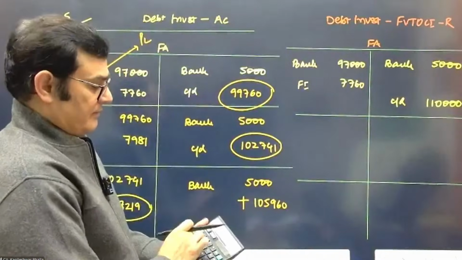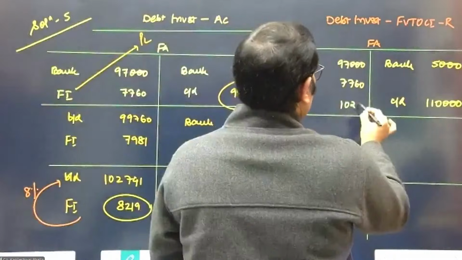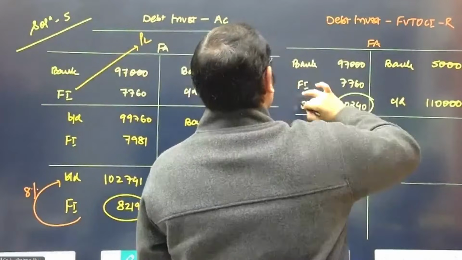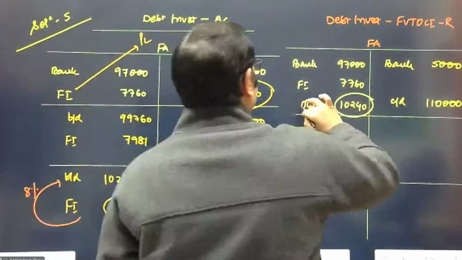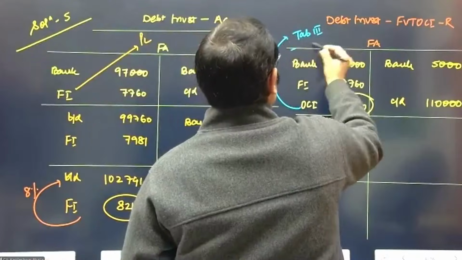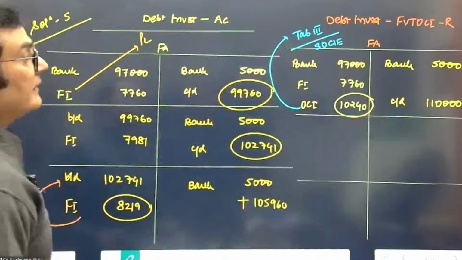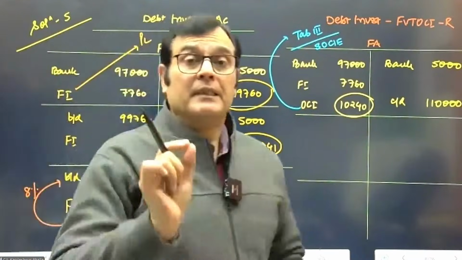Goes to OCI. That's correct. So we get 10,240 coming on the debit side. This goes in other comprehensive income. And just to remind you, this amount is going to be taken in the tab number 3 of statement of changes in equity. This amount will get accumulated in the statement of changes in equity in the tab number 3.